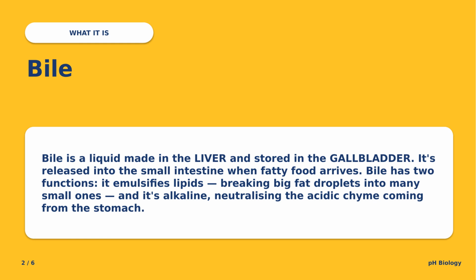Bile is a liquid made in the liver and stored in the gallbladder. It's released into the small intestine when fatty food arrives. Bile has two functions. It emulsifies lipids, breaking big fat droplets into many small ones, and it's alkaline, neutralizing the acid chyme coming from the stomach.